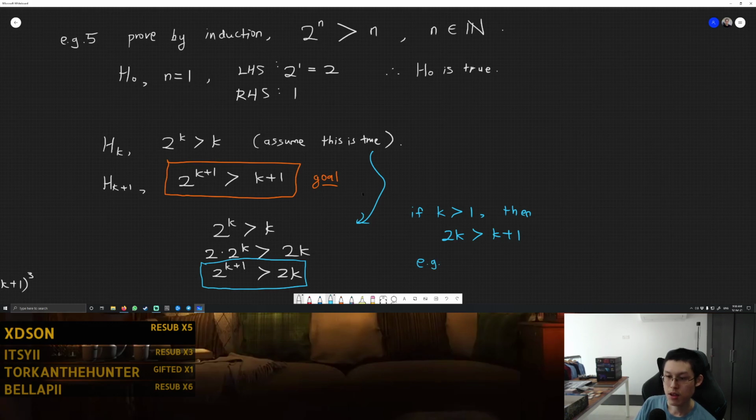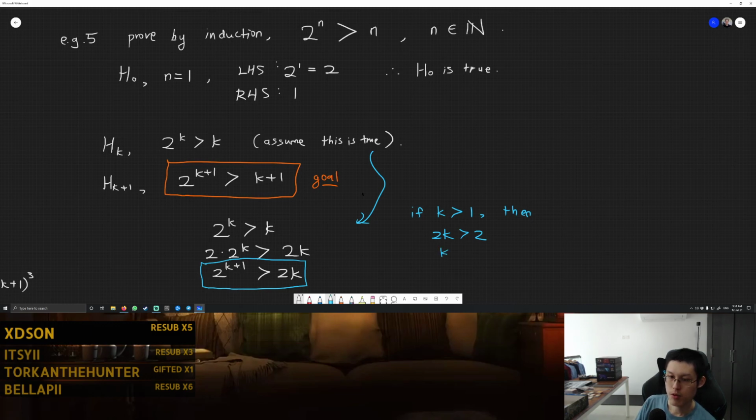For example, if I put k is 2, then I would have 2 times 2 greater than 2 plus 1. So 4 is greater than 3, right? In other words, I can rearrange this. So I'll just put k is greater than 1. If I rearrange it, if k is greater than 1, then if I multiply both sides by 2, I'll get 2k is greater than 2, right?